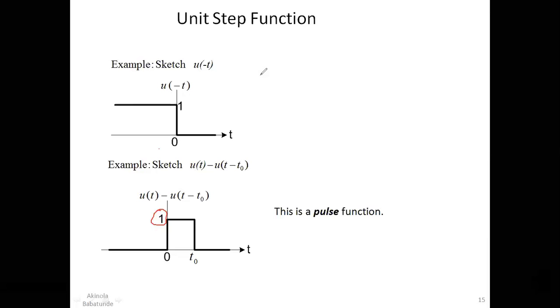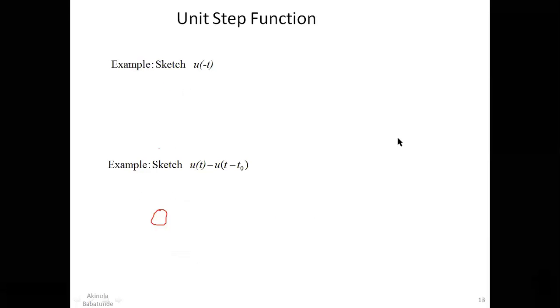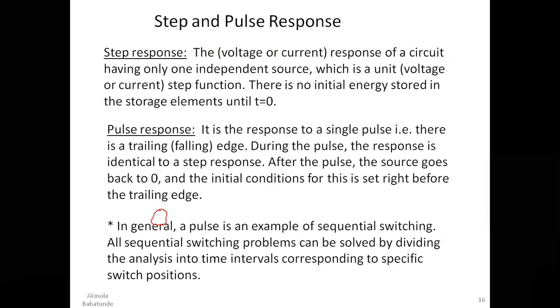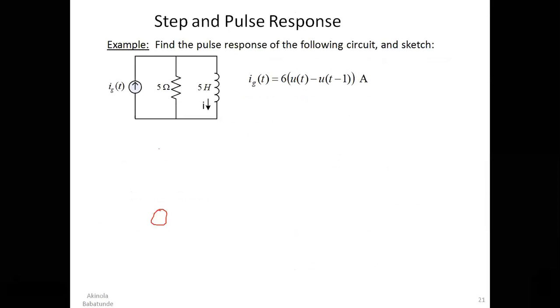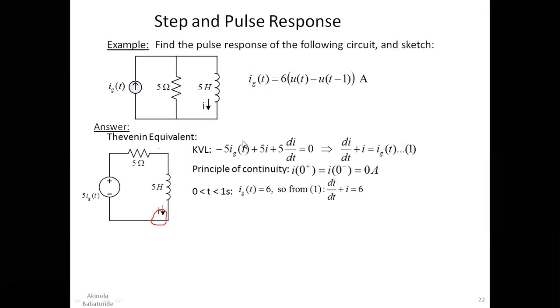With that in mind, we can easily represent that in the equation that we have. In this particular case, the t naught we have here is 1. So for t greater than 0 and less than t naught, which is 1, this entire function is going to be equal to 1. So our ig(t) would be equal to 6 times 1, and that is how we got this 6 that we have here.